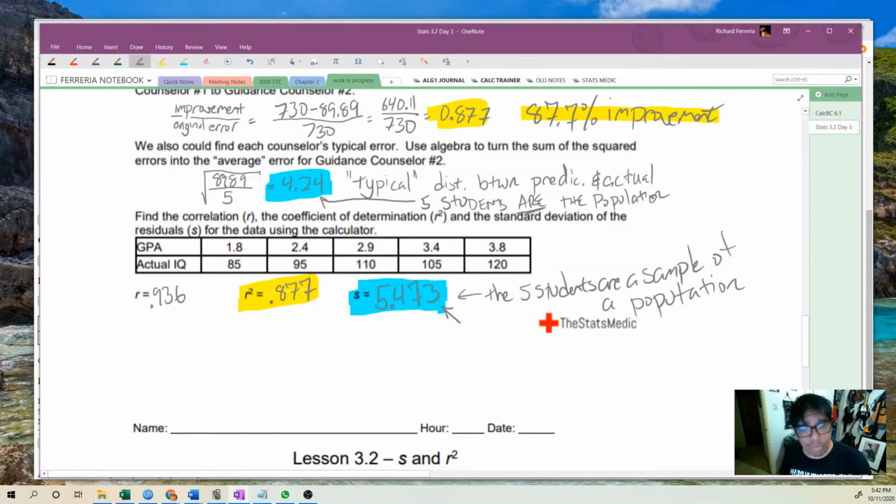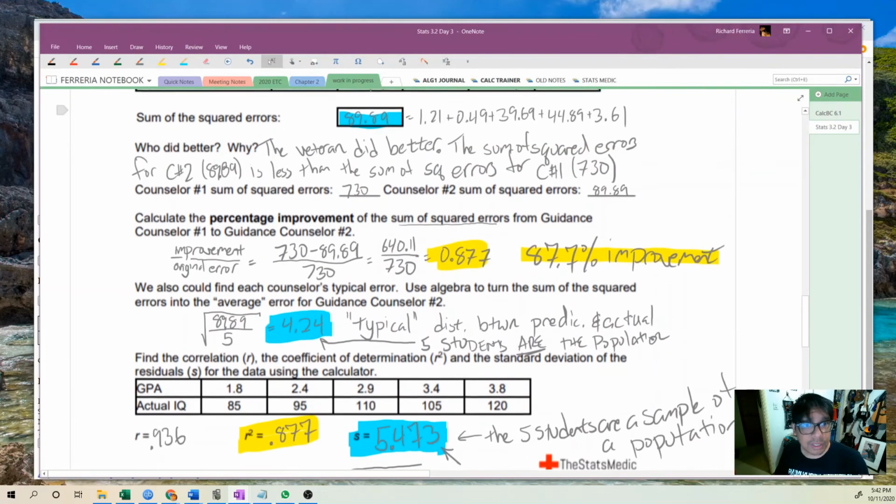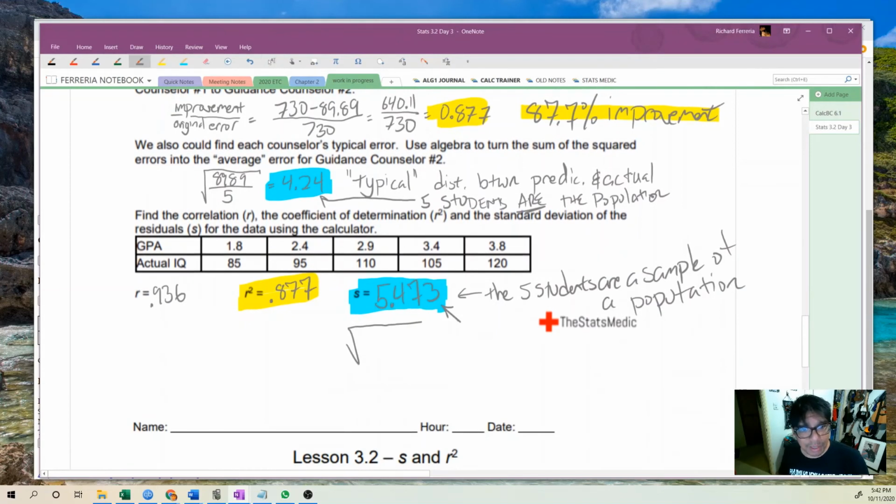Incidentally, when you find the value of s, that's just going to be equal to the sum of the squared errors divided by n minus 2. So in our case, that was the square root of 89.89 divided by 3.